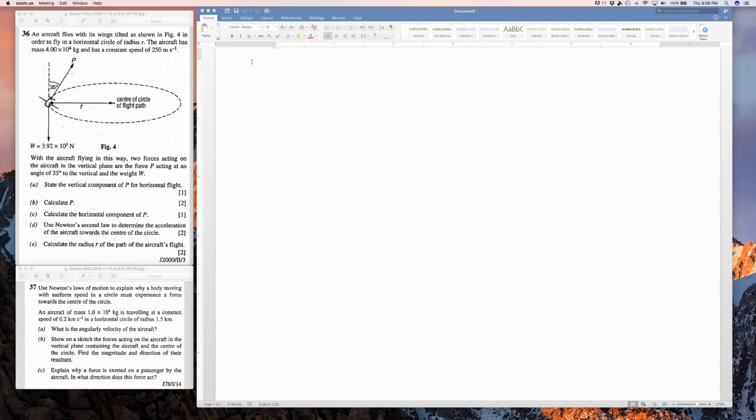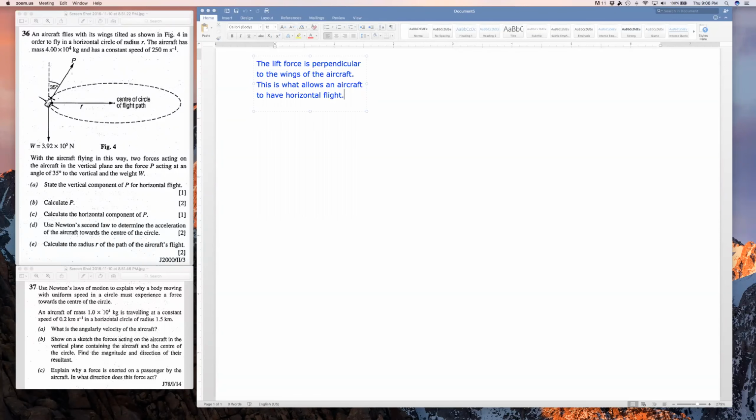Let me just write that. The lift force is perpendicular to the wings of the aircraft. All right? This is what allows an aircraft to have horizontal flight. Right? It's called the lift force. And that is it right there.